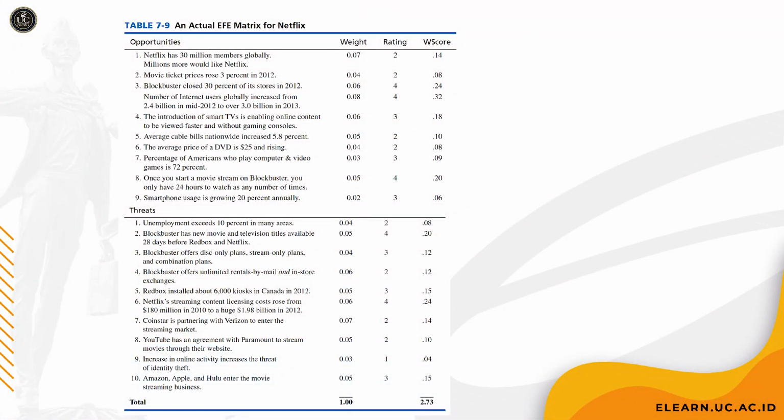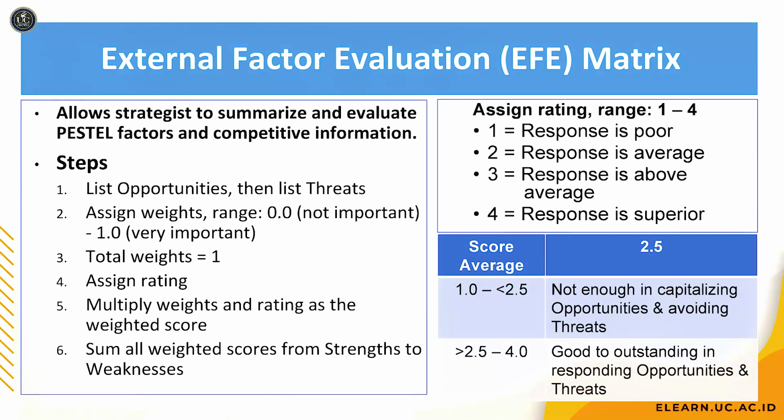Now we move on to the EFE matrix, which stands for External Factor Evaluation Matrix. This is the same principle as the IFE matrix. What you need to do is first list out your opportunities, then list out your threats. You also assign weights. The total of the weights also equals 1, or 100%. The weights must range from 0 to 1. So 0 is not important. 1 is of course the most important.